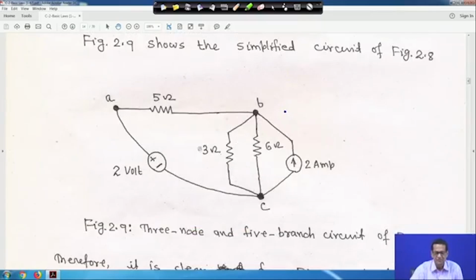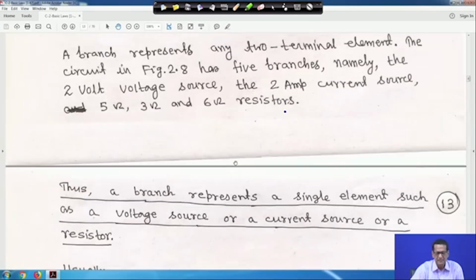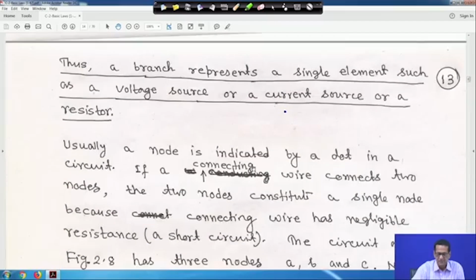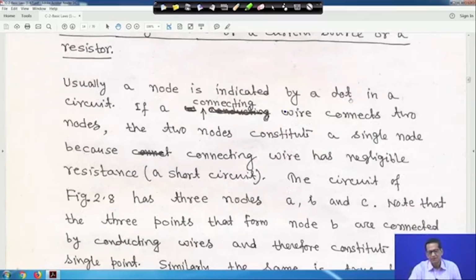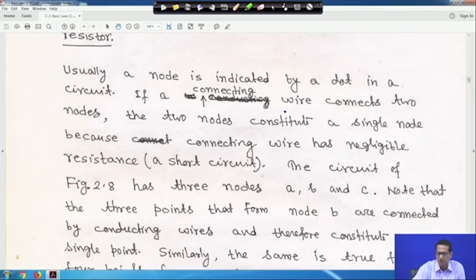There are 3 nodes and 5 branches: one voltage source, this 5 ohm resistor, this 3 ohm resistor, this 6 ohm resistor, and this 2 ampere current source. Generally, a branch represents a single element, as I told you, such as a voltage source, a current source, or a resistor in the case of a DC circuit. Usually a node is indicated by a dot in a circuit, that is, all these dots indicate nodes.